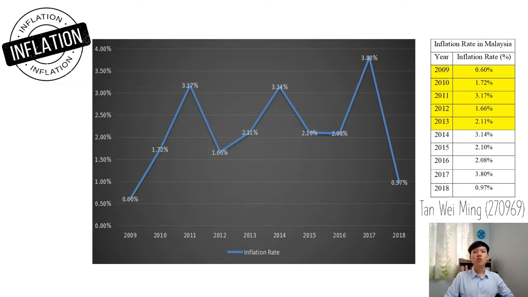I will discuss the causes of inflation in Malaysia from year 2009 until year 2013 only, which I have highlighted, and the second half of the part will be discussed by my friends. Generally, the graph shows that the inflation rate in Malaysia has a fluctuating trend line from year 2009 until year 2018. Firstly, what causes the inflation to increase so much from year 2009 until year 2011?